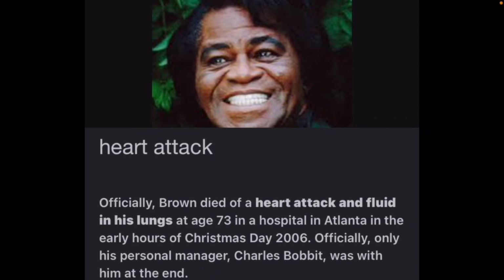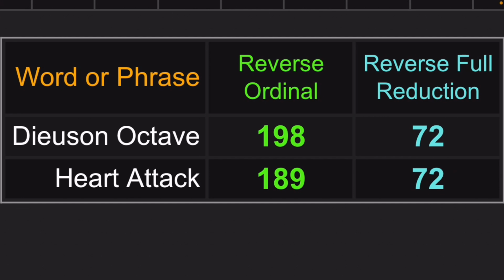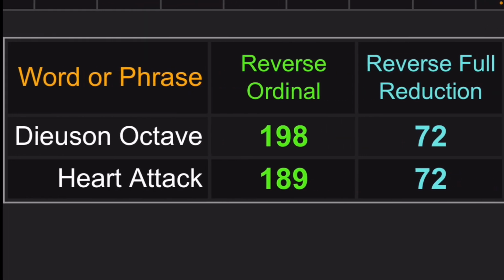And they claim that James Brown died of a heart attack on Christmas Day in 2006. It says that James Brown died of a heart attack and fluid in his lungs at age 73 in a hospital in Atlanta in the early hours of Christmas Day in 2006. And the big connection with that is heart attack and Dieudonne Octave have the same gematria. So Kodak Black's birth name has the same gematria as heart attack, and James Brown died of a heart attack.